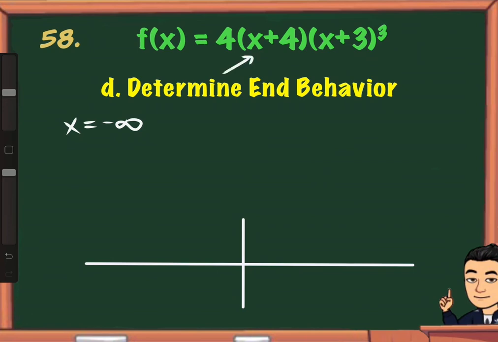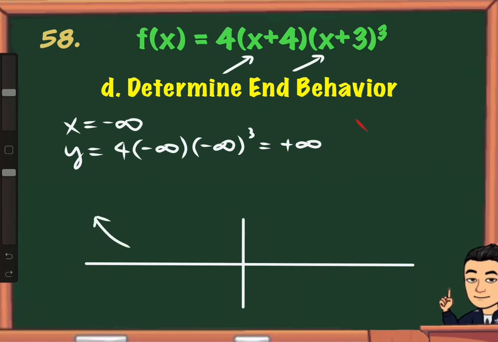So if you plug in negative infinity here and there, your y is going to be 4 times negative infinity times negative infinity to the third power. So it's also going to be positive infinity. Which means that your end behavior is going to be somewhere over here. Plugging in x equals positive infinity, you're going to get y equals positive infinity. So the end behavior is going to be right here.